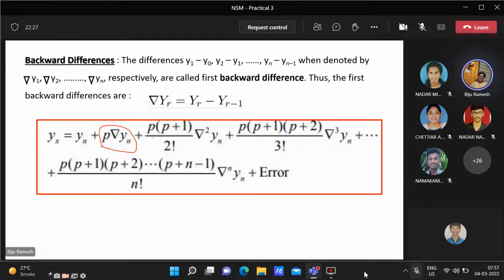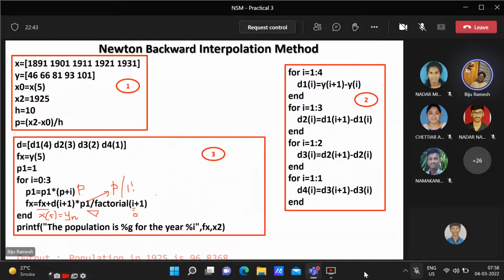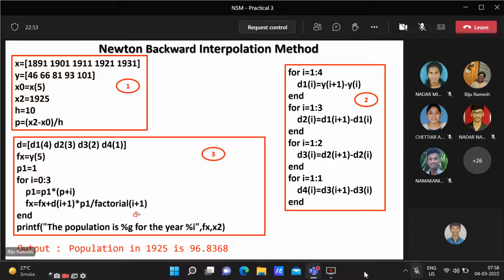Now next time when you come, this is already there in P1, and you have to only add this, and you have to find the factorial of 2. That will be your next step. So now P is already there in P1. I'm going for the next step. P is already there in P1.